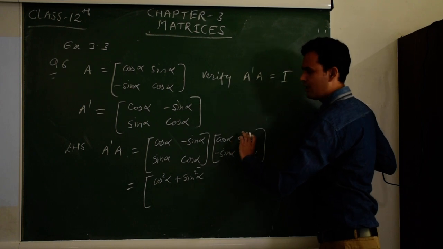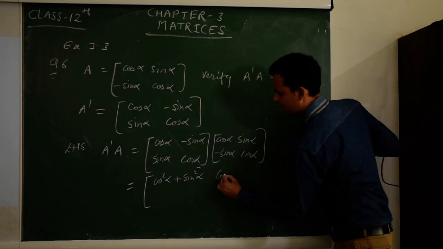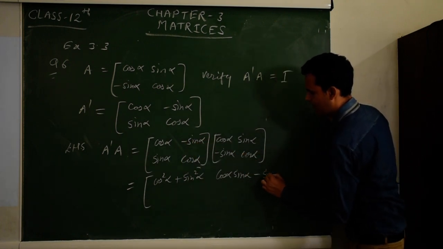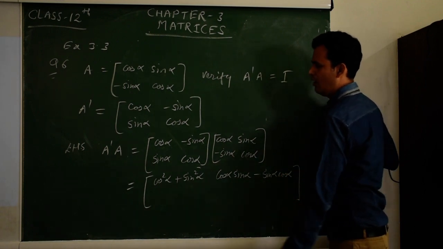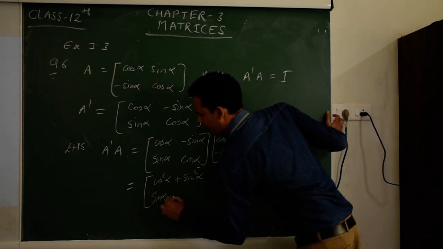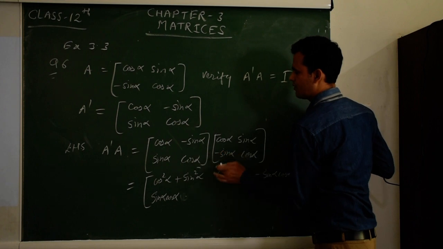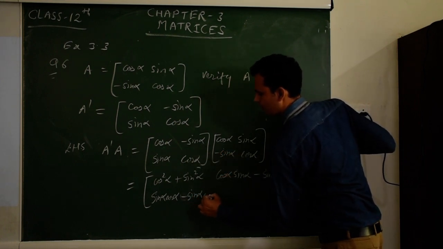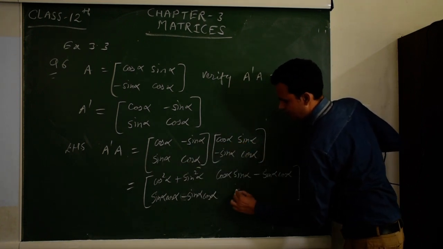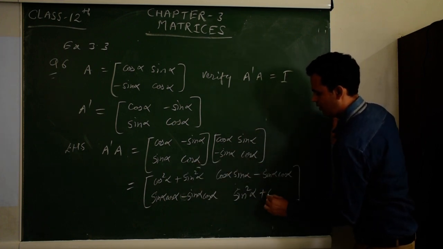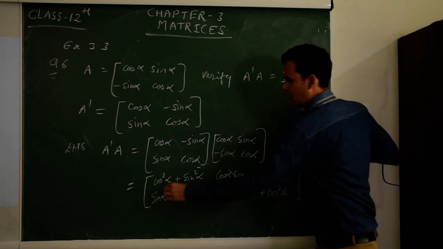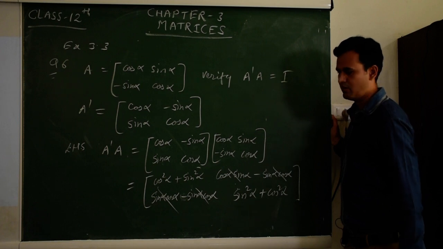Then first row, second column: cos alpha into sin alpha, plus minus sin alpha into cos alpha. Now second row, first column: sin alpha into cos alpha, plus cos alpha into minus sin alpha. And then second row, second column: sin alpha into sin alpha, sin square alpha plus cos square alpha. So cos alpha sin alpha minus sin alpha cos alpha cancel. Here also sin alpha cos alpha and sin alpha cos alpha cancel.